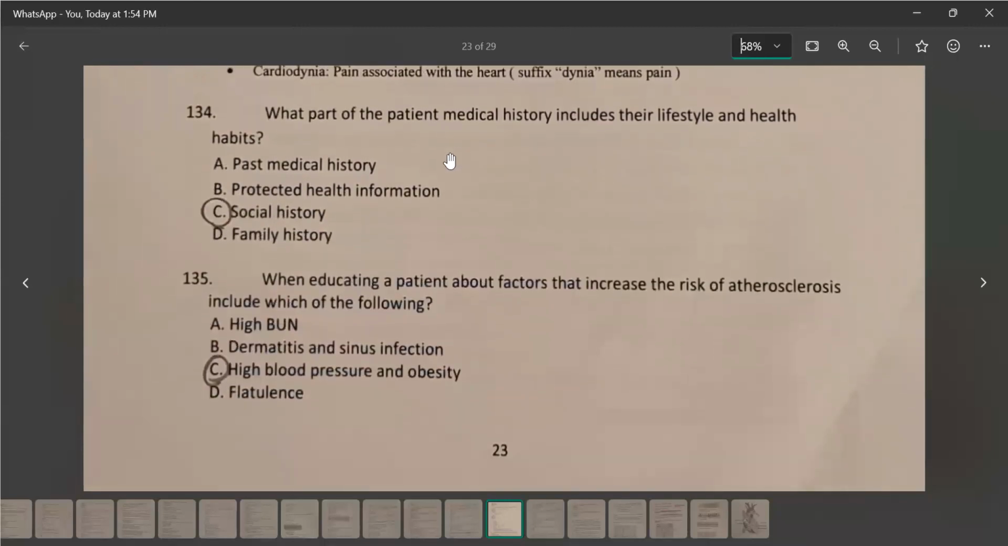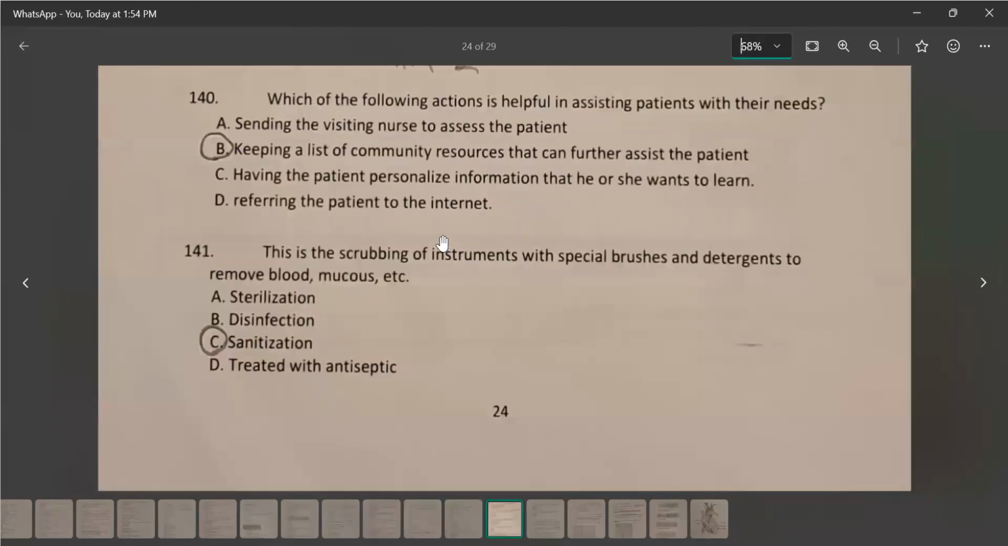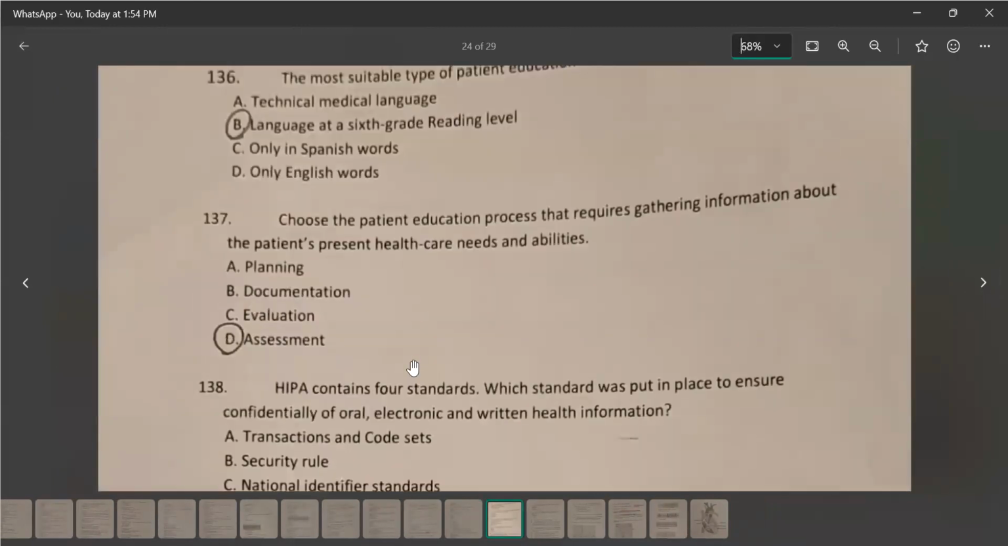Number 134, what part of the patient medical history includes their lifestyle and health habits? Social history. When educating a patient about factors that increase the risk of atherosclerosis, include which of the following? High blood pressure and obesity. Number 136, the most suitable type of patient education material is written using language at a 6th grade reading level. 137, choose the patient education process that requires gathering information about the patient's present healthcare needs and abilities.